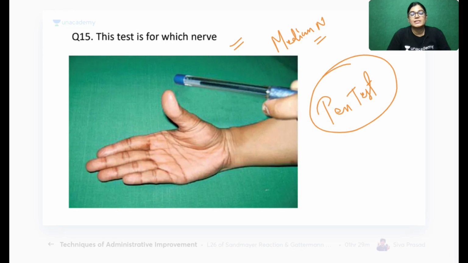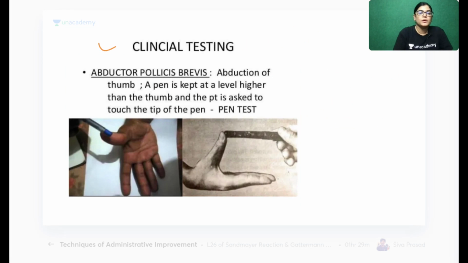Abductor pollicis brevis is getting innervation from median nerve. So abductor pollicis brevis muscle integrity can be tested by a test being performed. The name of that test is pen test. Okay, so abductor pollicis brevis, abduction of thumb is done.